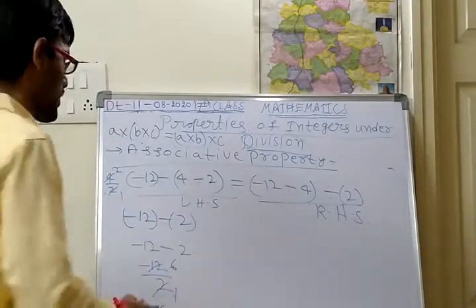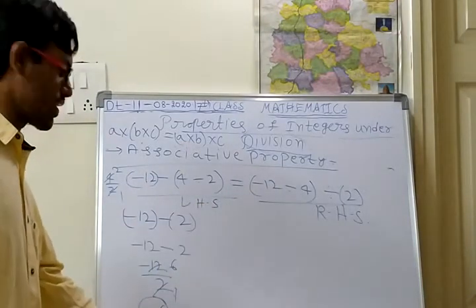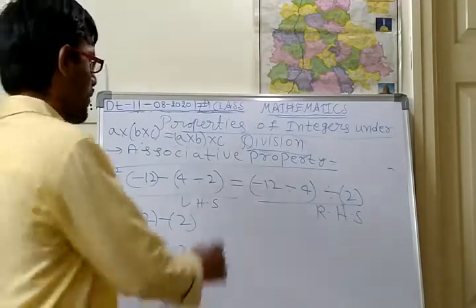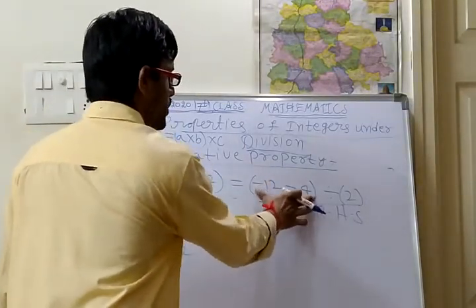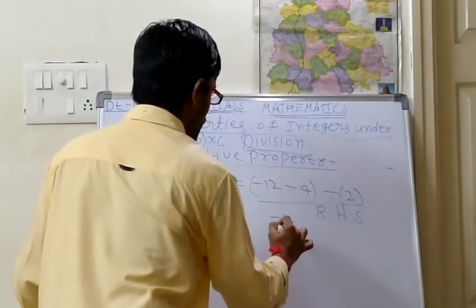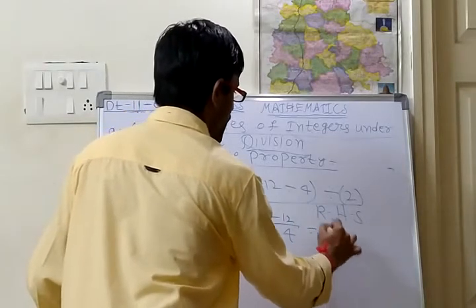So minus 6 is the result for this LHS part. For the LHS part, what is the result? Minus 6. Now for the RHS part, first we have to remove this bracket. So minus 12 divided by 4, divided by 2, same as it is.